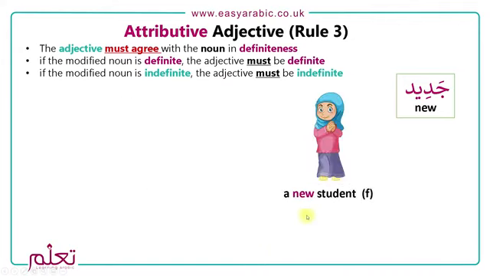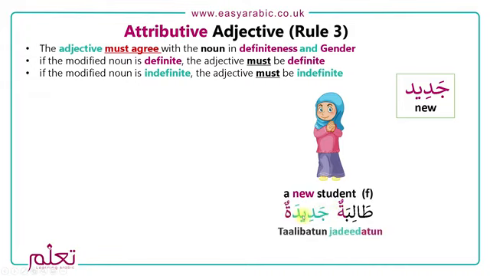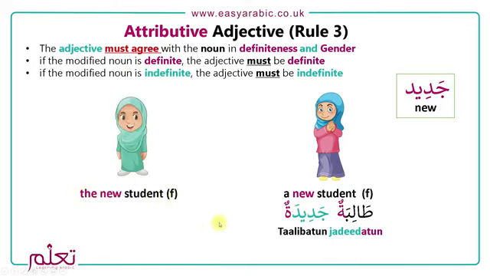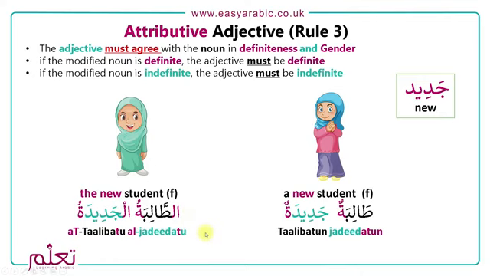A new student, female. We do exactly the same. It will be طالبة جديدة. This ends with tanween, and so does this, and we've done quite a few examples of this earlier on. And the same here: the new student, female, would be الطالبة. Prefix with al, and then change that to a damma. So الطالبة الجديدة.